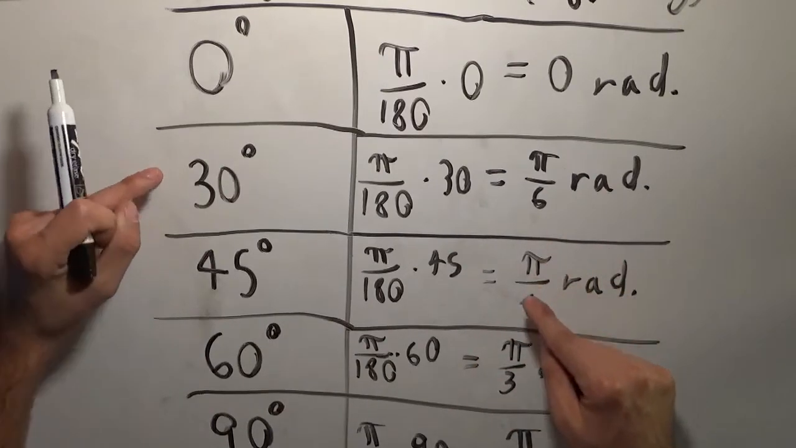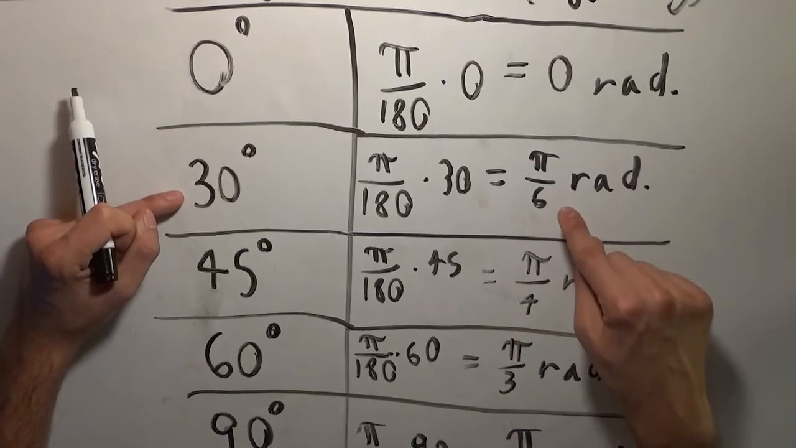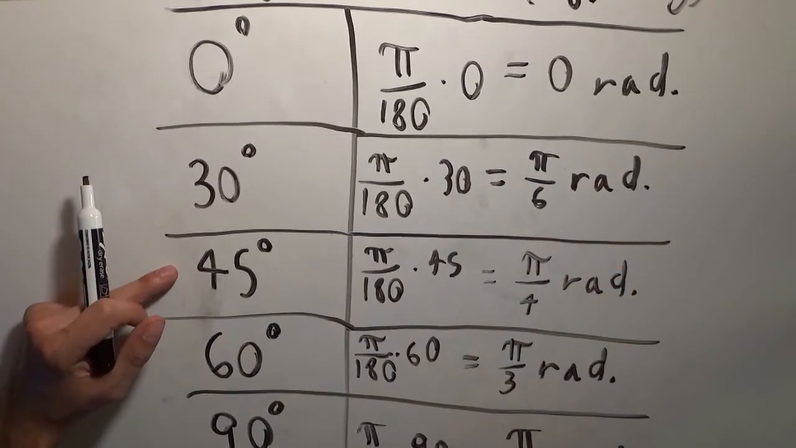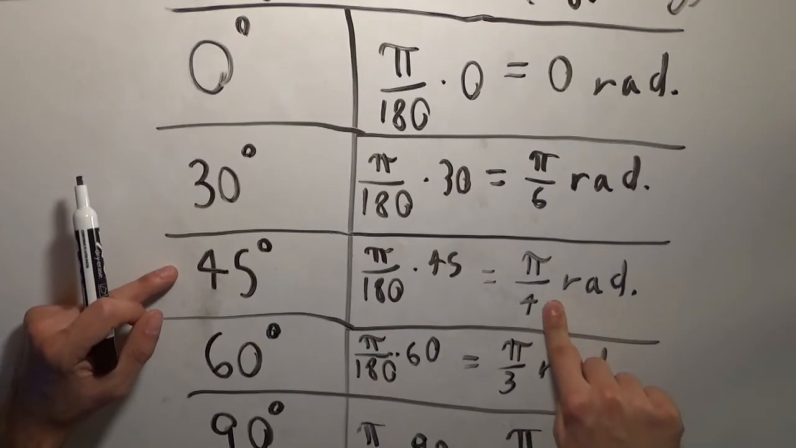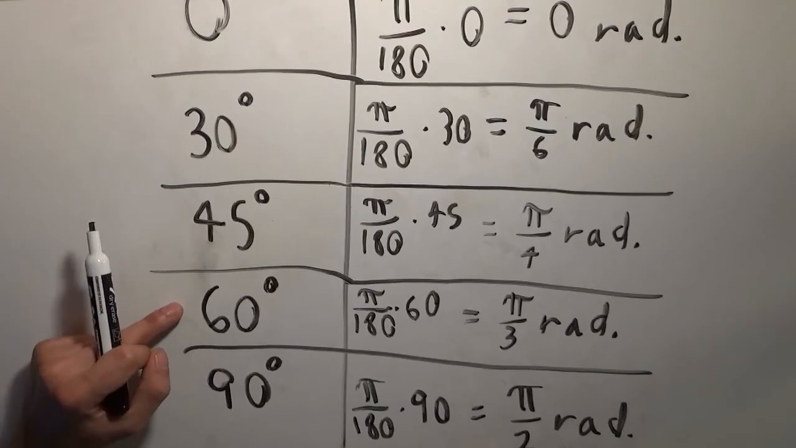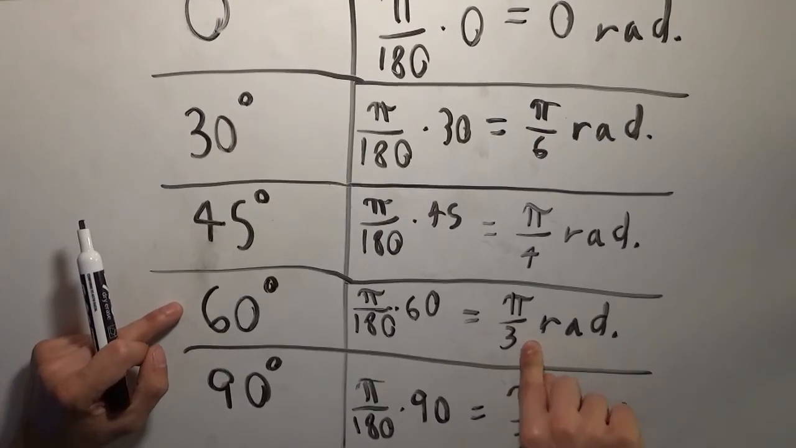But the point is that the sine of 30 degrees is 1/2, so the sine of pi over 6 radians is 1/2. The sine of 45 degrees is root 2 over 2, so the sine of pi over 4 radians is root 2 over 2. And the sine of 60 degrees is root 3 over 2, which means the sine of pi over 3 radians is also root 3 over 2.